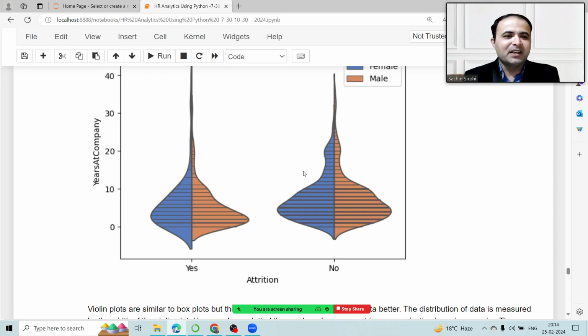And as time passes, most employees do not take risks, do not want to update themselves, and do not want to learn new things. That is the reason they do not want to quit or change their profile. So the data says the attrition is high for those at the company for 0 to 10 years.